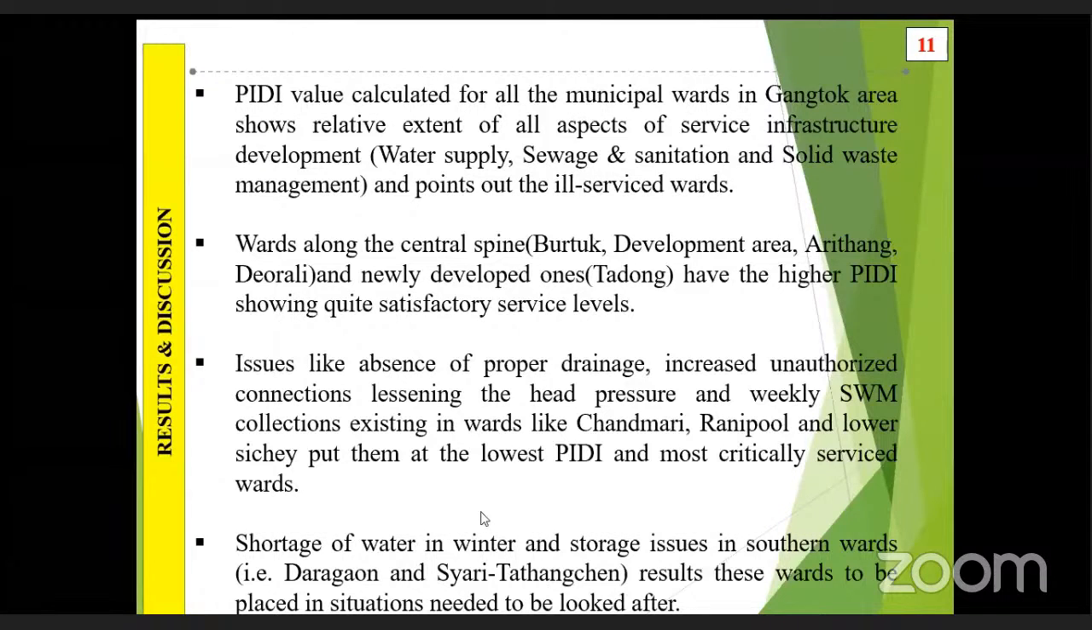So in the most critical areas, there are abundance of infrastructure issues, like absence of proper drainage, increased unauthorized connection that lessens the final head pressure, and very less frequent solid waste management connection, that is at weekly level. So that exists in Chandmari, Ranipul, Lower Siche, in such wards. These factors put them at the lowest infrastructure development value, and those can be considered as the most critically serviced wards. Those are needed to be looked right after. That is priority one.